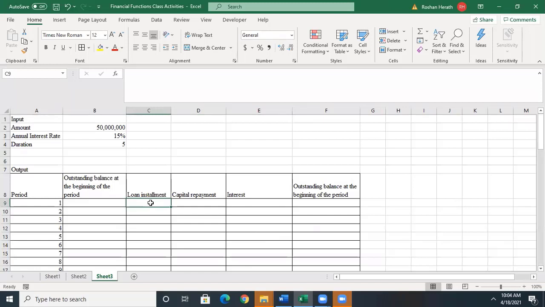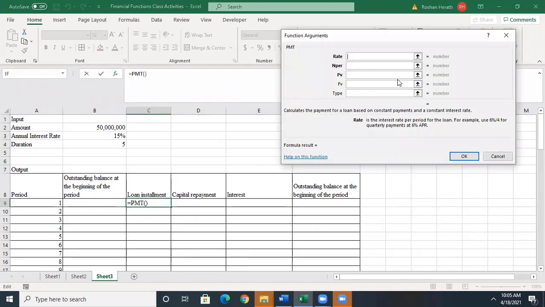So the very first thing, you usually take the loan installment. So in order to calculate that, you have a function. What is that? The loan installment calculation function. Yes, can help me with that. It's going to be PMT, no? Yeah. So it's going to be the PMT function. So in that, you need to input certain things.